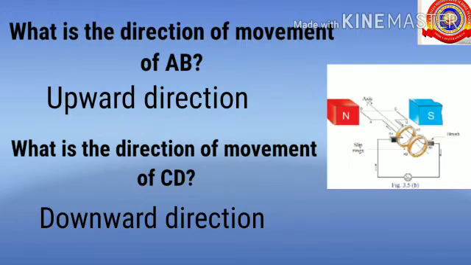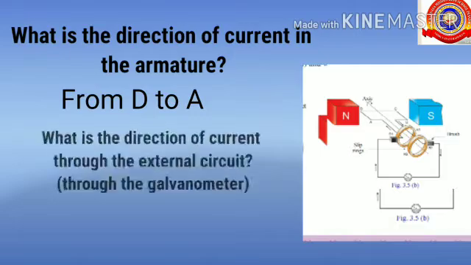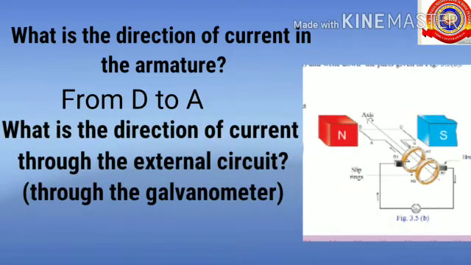The third one, what is the direction of current in the armature? Okay, that is the third question. What is the direction of current in the armature? It is from D to A. What is the direction of current through the external circuit, through the galvanometer? It is from brush B1 to brush B2.